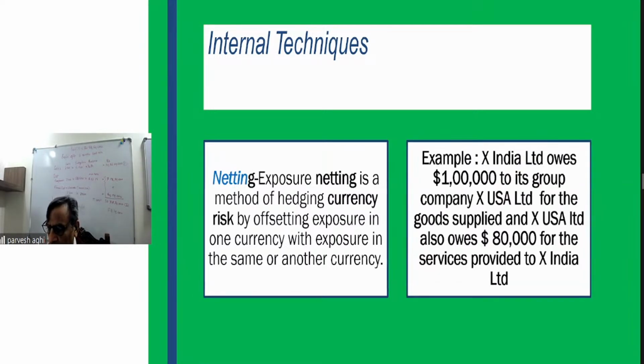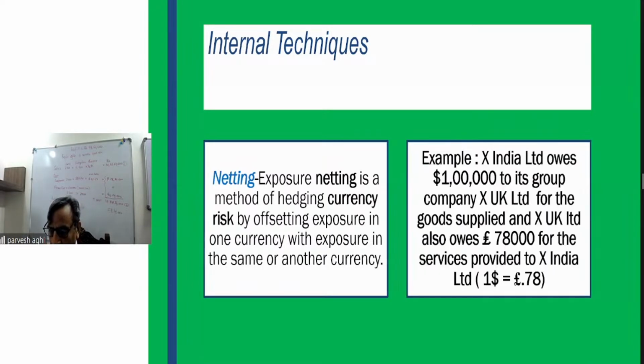Suppose X Limited owes $1 lakh to its group company X USA Limited for goods supplied, and at the same time, X USA Limited also owes $80,000 for the services provided to X India. So now company X has to receive money from company X USA, and similarly X USA also has to receive 80,000. So this will get knocked out, and netting can be done. Only the resultant $20,000 is the exposure risk, and you avoid the risk by netting off and doing the transaction only to the extent of the net balance.